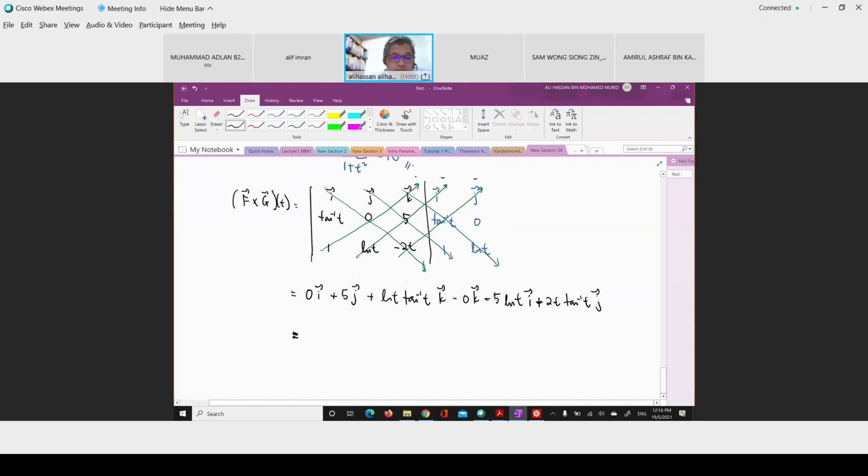Okay, now we combine all the like terms. We have minus 5 ln t i. What about j? We have 5 plus 2t inverse tangent of t j. As for k, we have ln t times inverse tangent of t for k. That's all.